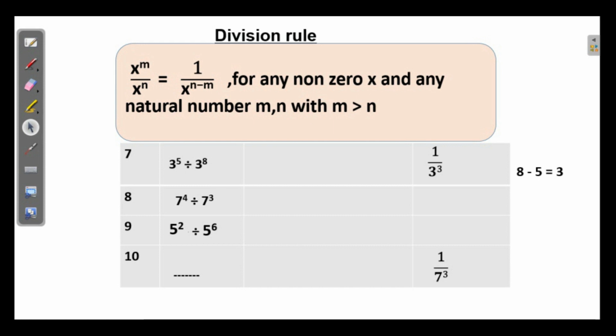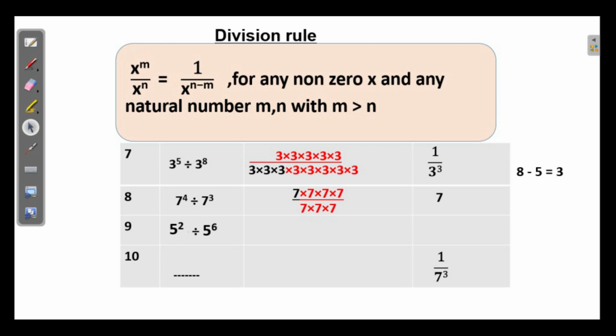And here is the twist. What is it? It is given m is greater than n. So no need of writing 1 by. It is just the previous division rule. If m is greater than n, x raised to m by x raised to n is equal to x raised to m minus n. 4 minus 3 is equal to 1. So 7 raised to 4 by 7 cubed is equal to 7.